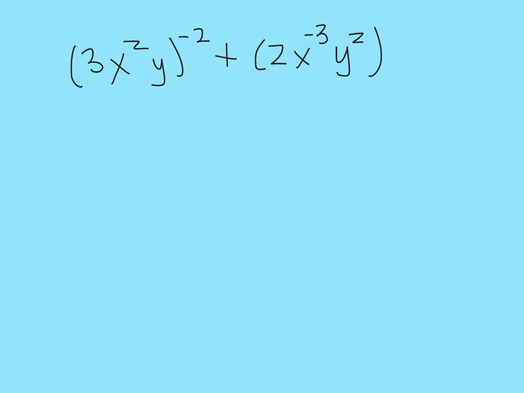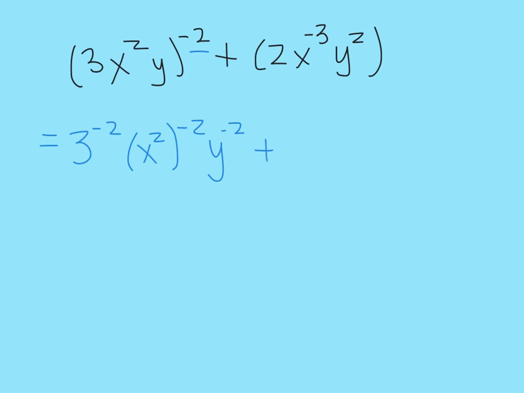Let's add these exponential expressions. First thing we need to do is simplify each expression. So we'll take the first one. We're going to distribute that exponent of -2 that's outside the parentheses to each of the bases that are inside the parentheses. So we'll take 3 to the -2, x squared, that whole thing to the -2, and then y to the -2. And do the same thing for the other expression.